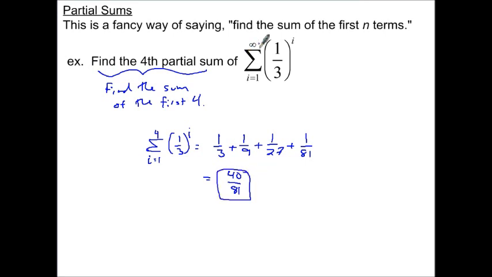Whatever the case, there it is again. Don't let the infinity freak you out, especially when I'm saying the fourth partial sum. Just imagine that infinity being whatever number you're supposed to be going for, and just work it out like the other ones we've done.